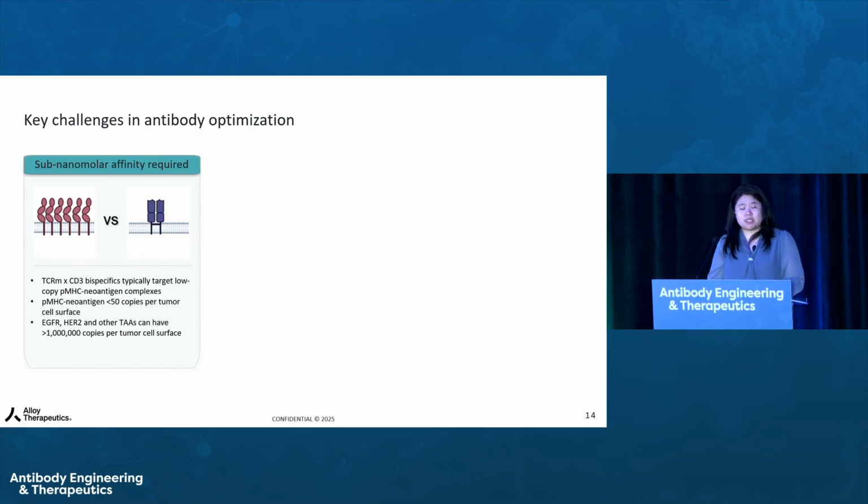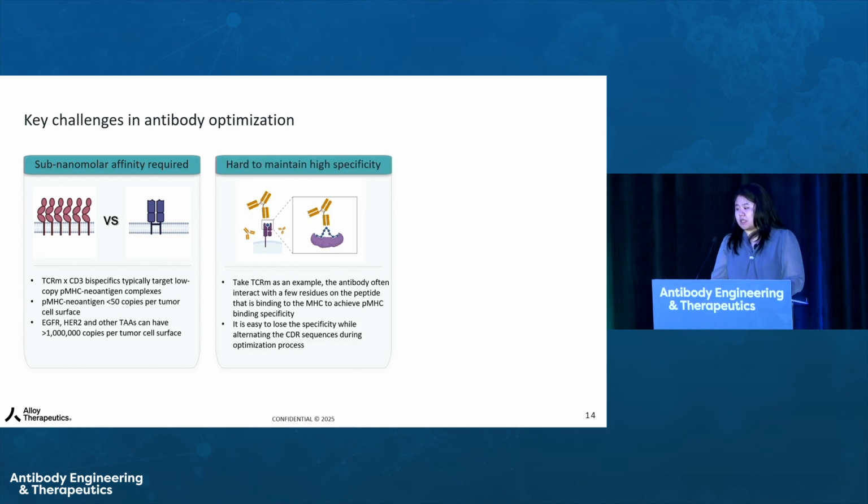So we are definitely required to develop sub-nanomolar affinity binders that would give us the efficiency that we're looking for. And secondly, it's also hard to maintain your specificity while you're doing your optimization. For example, a TCRM would only bind specifically to that peptide MHC because it specifically recognizes a couple of residues on the peptide. And if you're really focusing on affinity maturation, it's very easy to lose the contact of those key residues through mutating the CDR sequences, and therefore you lose your specificity targeting your TCRs.